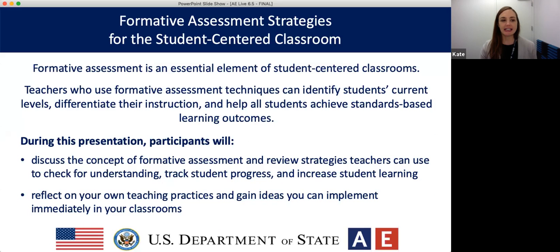And now for today's session, formative assessment strategies for the student-centered classroom. Formative assessment is an essential element of student-centered classrooms. Teachers who use formative assessment techniques can identify students' current levels, differentiate their instruction, and help all students achieve standards-based learning outcomes.